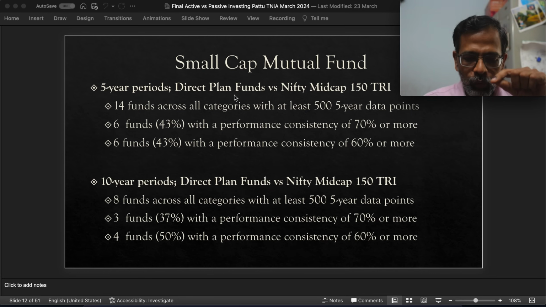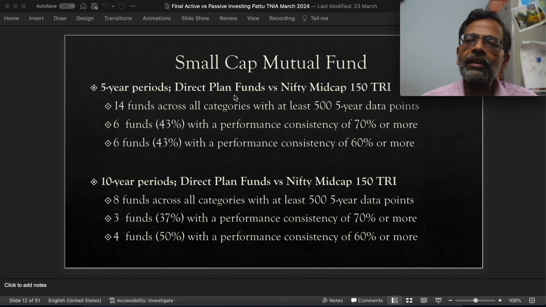However, if you compare the performance of an actively managed small cap fund with a mid cap index, then only about 50% of the small cap funds are able to consistently beat the mid cap index. Many people say, oh, how can you compare an actively managed small cap fund with the mid cap index? Look, I am not here to do a PhD. I am not here to publish a research paper.